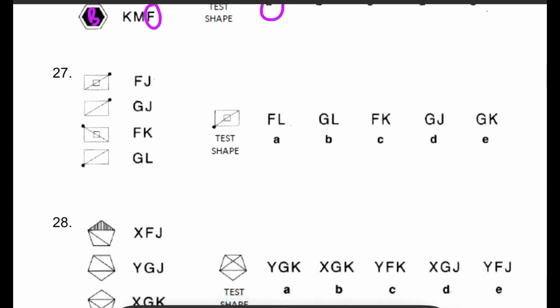Now to this question. These two both have an F as the first letter, and they both have a square on the inside, whereas the ones with the G, they don't have a square on the inside. The test shape does have a square on the inside, so the first letter will be an F.